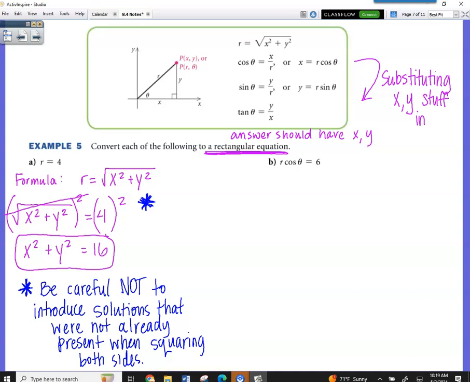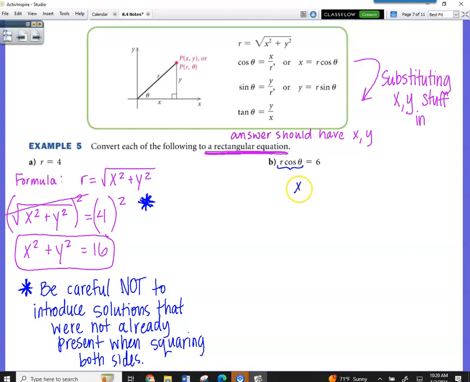Let's do this one. r cosine theta equals 6. I would not jump in there and replace r with the square root of x squared plus y squared. Because you actually have r times cosine theta right there, which is x.